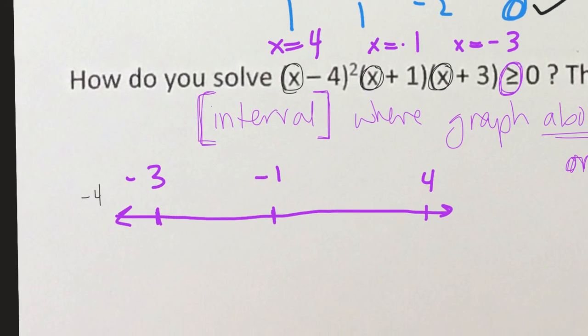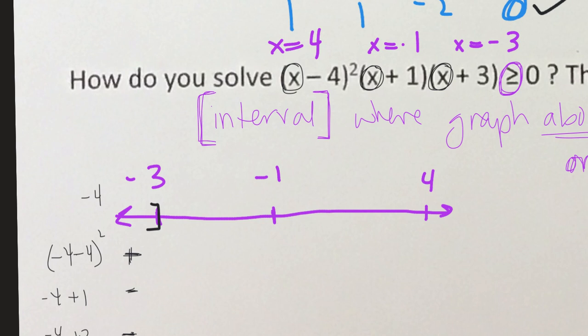Okay, so let's see, negative 4 minus 4 squared is a positive number. Negative 4 plus 1 is a negative number. Negative 4 plus 3 is a negative number. Positive times a negative times a negative is a positive. So to the left of negative 3, we are positive. That's good to know. That's what we're looking for.